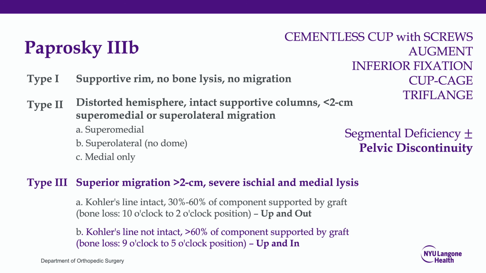Your 3B defects, these are the hardest ones. Kohler's line is disrupted. In these, you have to be very worried about a segmental deficiency, with or without a pelvic discontinuity. And obviously, if the superior pelvis is not attached to the posterior or the inferior pelvis, that's a whole other challenge. But you're going to need augments and inferior fixation. And if indeed you do have a pelvic discontinuity, you may need to either acutely ablate the posterior column or distract it. You may need a cup cage or a triflange to reconstruct these.